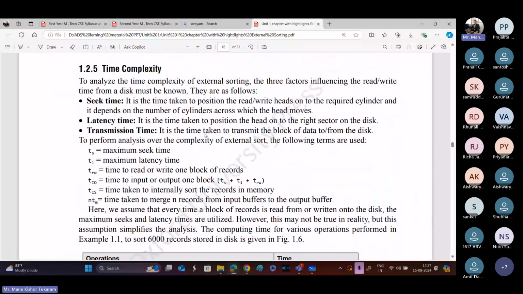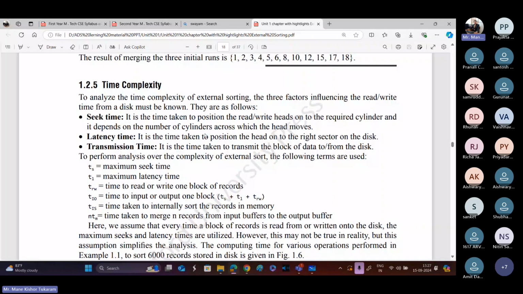The next content is time complexity. Inside time complexity, we have to analyze the time for performing the operations for the whole sorting algorithm. There are 3 times: seek time, latency time, and transmission time. Seek time means what? The time taken for reading the particular content from the disk.